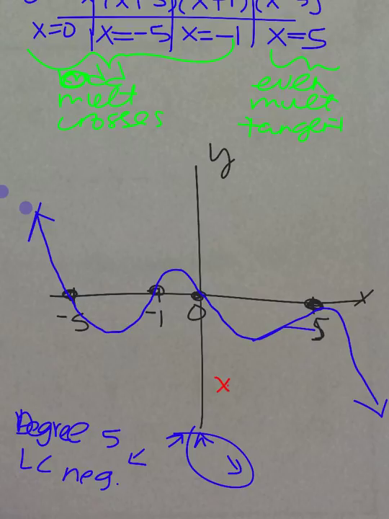As x goes to negative infinity, as x goes to the left, my y goes up, f of x goes to infinity. As x goes to infinity, as x goes to the right, my y values go down, so f of x goes to negative infinity.